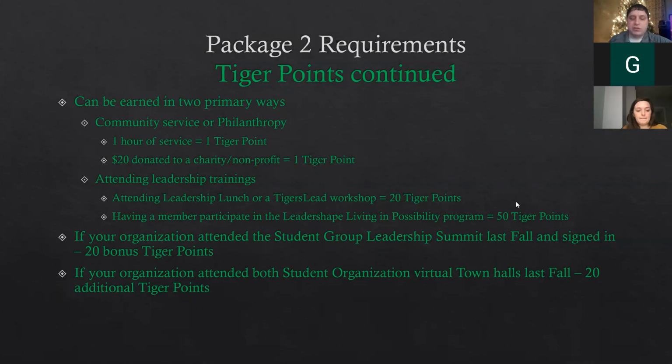Additionally, what we're giving groups, and I emailed this out at the end of last semester: if your organization attended the Student Group Leadership Summit last fall and you signed in, you will get a bonus 20 Tiger Points for this semester. And if your organization went to both of the student organization town halls last semester, that's worth 20 additional Tiger Points as well. So if you went to all three of those meetings last semester, you're starting this semester at 40 Tiger Points. You'd only need 10 more to complete the package 2 requirements.